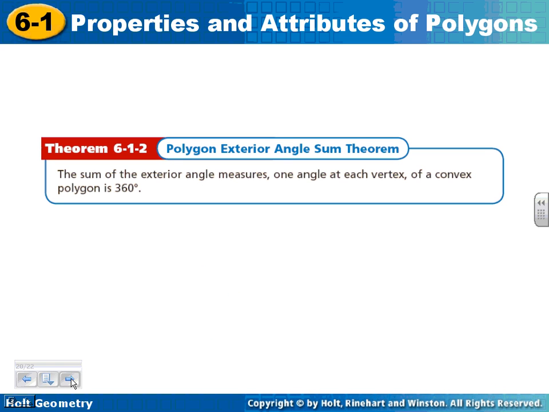Almost done. New theorem. We just talked about the interior angles, now the exterior angles. The sum of the exterior angle measures, one angle at each vertex, of a convex polygon is 360. It doesn't matter how many sides you have. If you have 3 sides, the 3 exterior angles add up to 360. If you have 4 sides, the 4 exterior angles add up to 360. If you have 1,000,000 sides, the 1,000,000 exterior angles add up to 360.